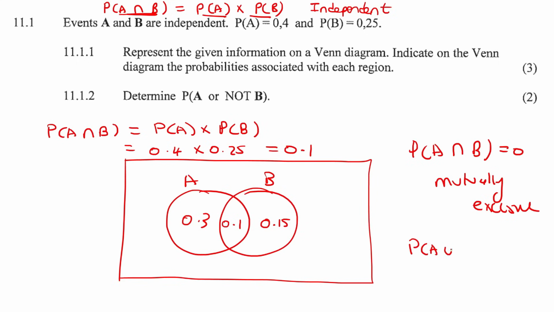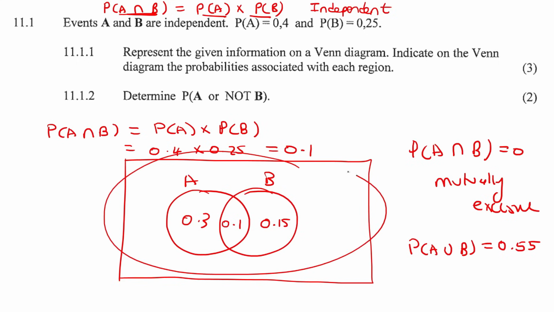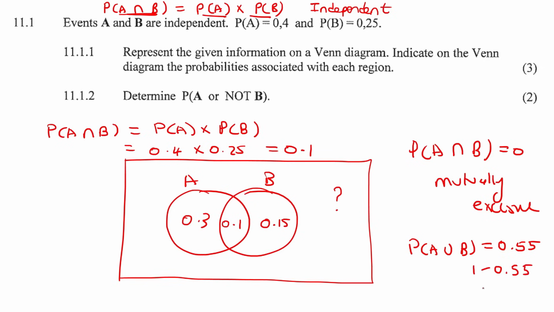That's called A or B. We know that all probability, however, should add up to 1. So to work out what's on the outside here, we could say 1 minus 0.55, and that'll be 0.45. So we can put that on the outside of here. So it says represent the information on a Venn diagram. We've done that. Determine the probability of A or not B.